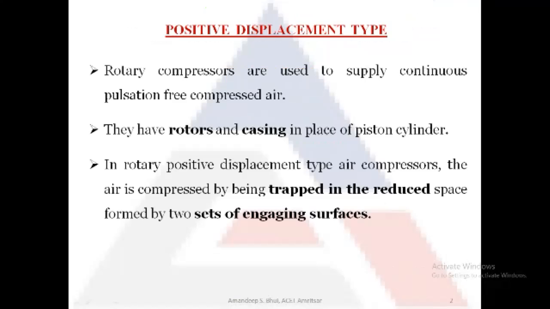Now, the first part of the rotary type of compressors is the positive displacement compressors. They are basically continuous air supply compressors. In the usual construction, they have a rotor and a casing. When the air is trapped between the rotor and the casing and the volume is reduced, this reduction in volume results in an increase in the pressure of the air.